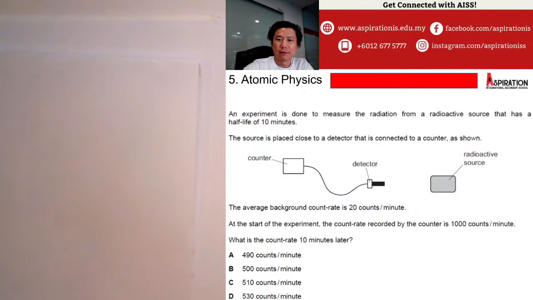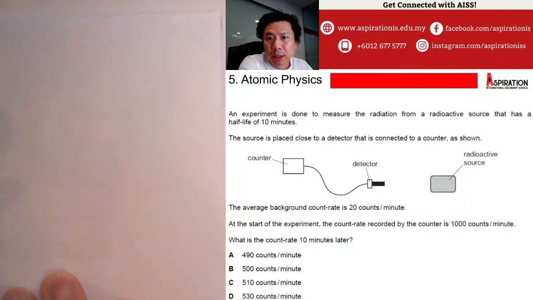Wow. That's very good. So now let me work it out for those who are not sure. So remember the half-life is 10 minutes. The background count is 20. So remember, background does not go through half-life. So that's the important thing that you need to know. Background does not go through half-life.